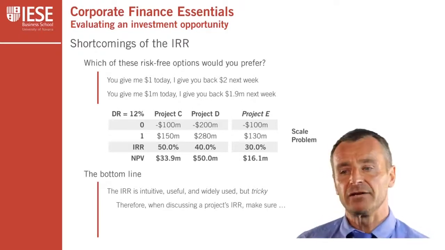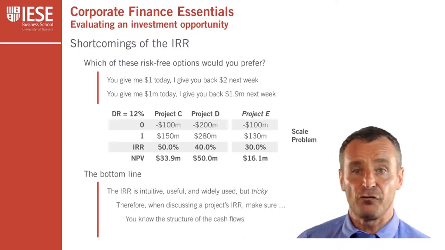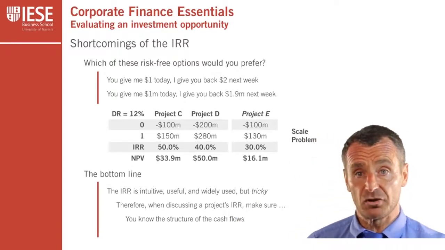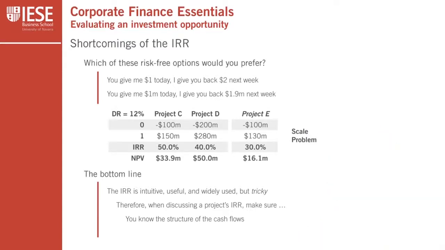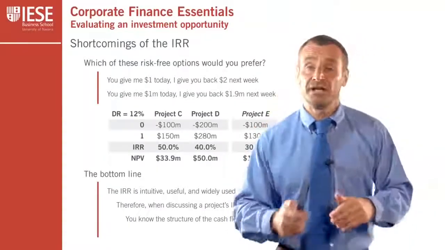So when you're discussing a project's IRR, you need to make sure first that you know the structure of your cash flows, because if you have negative and then positive and that's it, then you're not going to have any problem. You can use the IRR with confidence. Or if you have positive and then negative, then you can use the IRR with confidence. Now, if you have negative cash flows, positive cash flows, negative cash flows, positive cash flows, then you have to be really careful about using the IRR. You really have to know what you're doing, otherwise you may run into trouble. And in all those cases, whenever in doubt, fall back on the net present value.